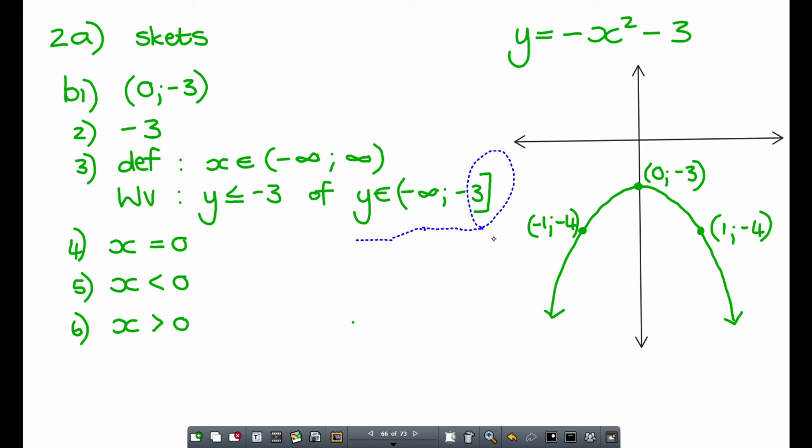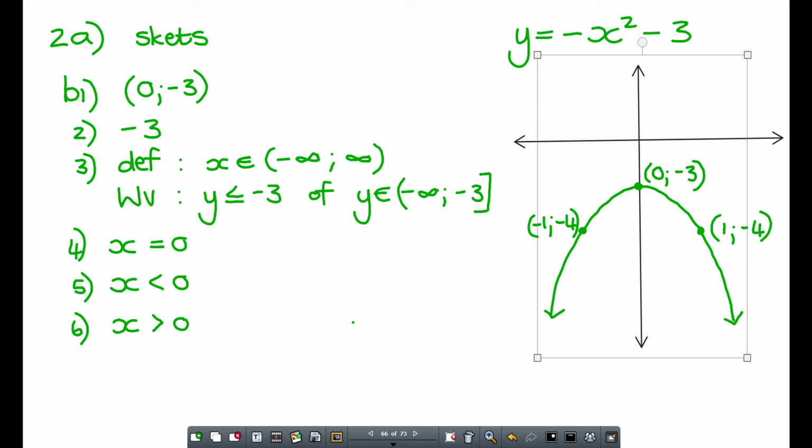And have a look. Block bracket, né? Want hy mag gelyk wees aan minus 3. Oppas. If you switch those two around, it's going to be wrong. Onthou, jy lees van links na regs. Nee? Okay, so the smallest value would have been the negative infinity down here, up until the minus 3. Okay. Goed.